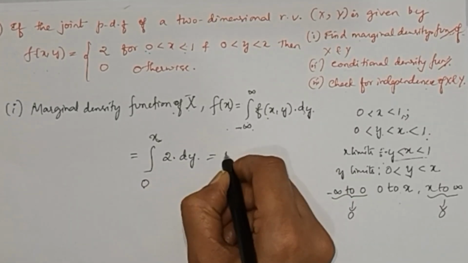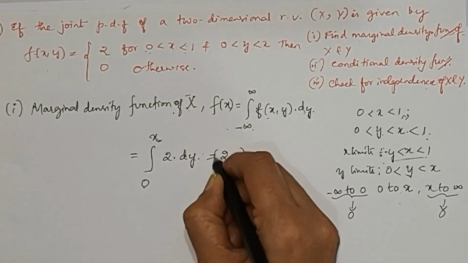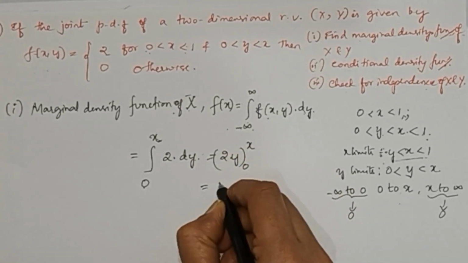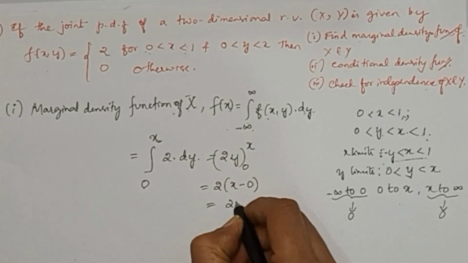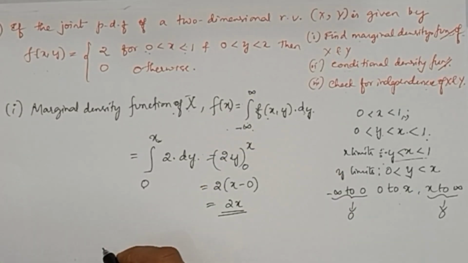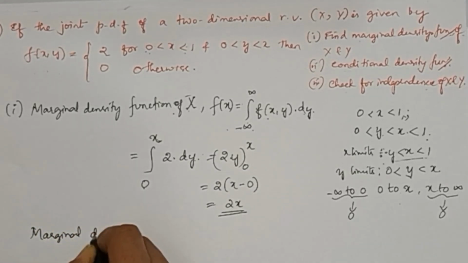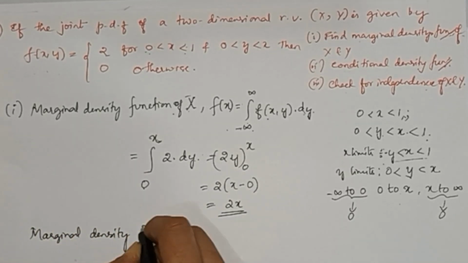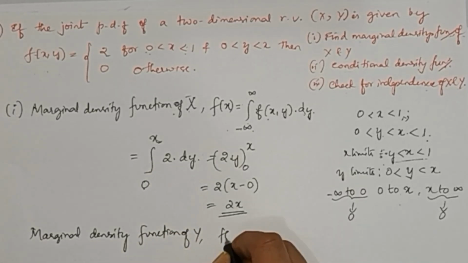This is equal to 2, a constant. The integral of 1 with respect to y is y, from 0 to x. So apply the limits: 2 into upper limit x, lower limit 0, which is equal to 2x. So this is the marginal density function of x. Similarly, the marginal density function of y is denoted as f of y.